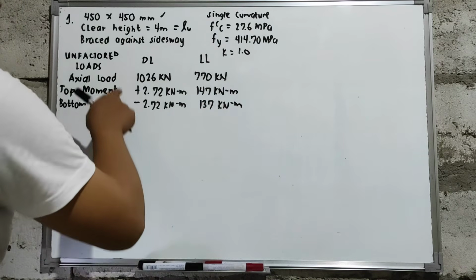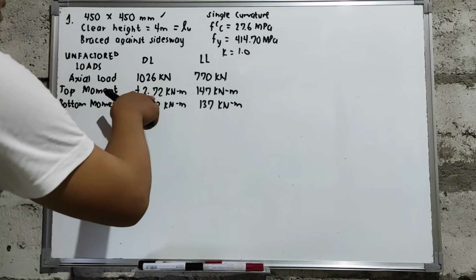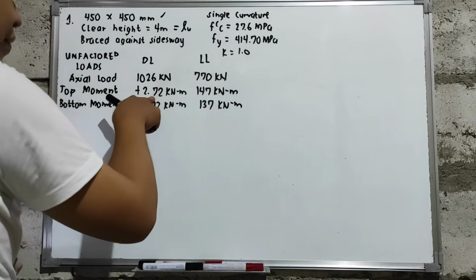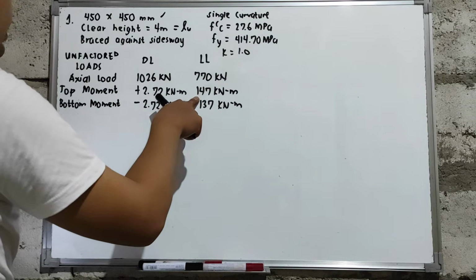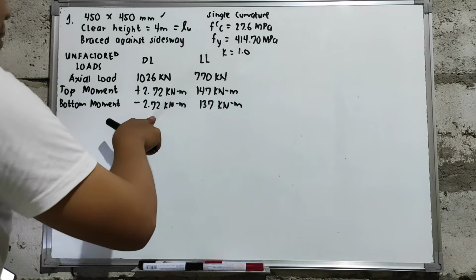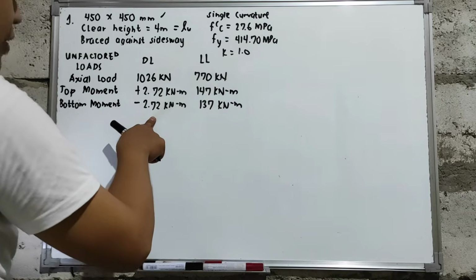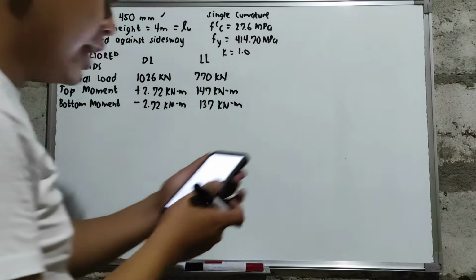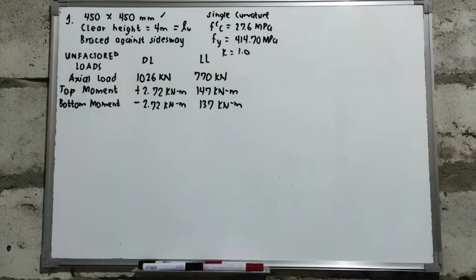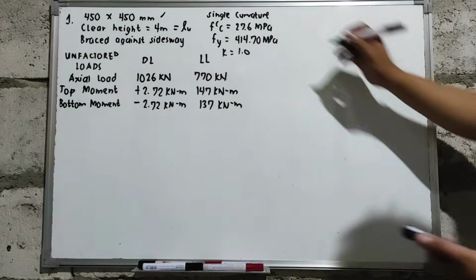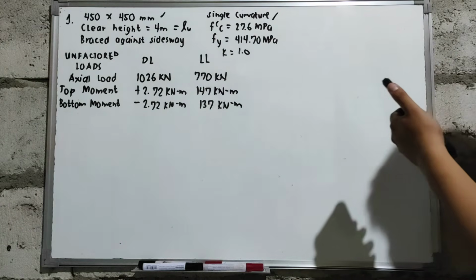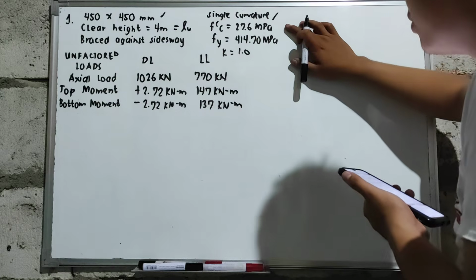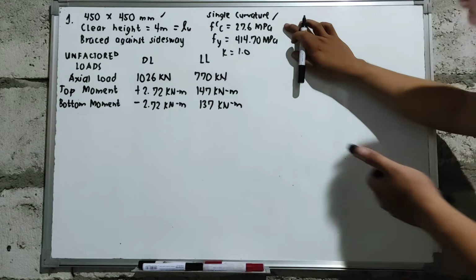For the top moment, we have a positive unfactored dead load moment of 2.72 kN-m. For the live load, we have 147. For the bottom moment, we have a negative 2.72, and for the live load it is 137 kN-m. So the column is subjected to single curvature. Use f'c equal to 27.6 megapascal.